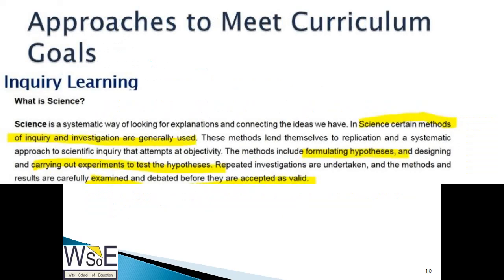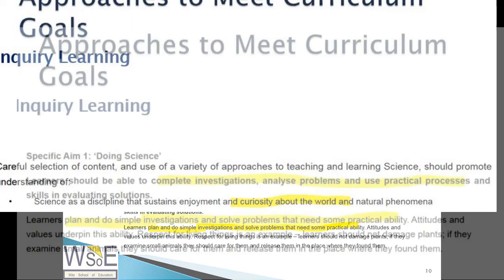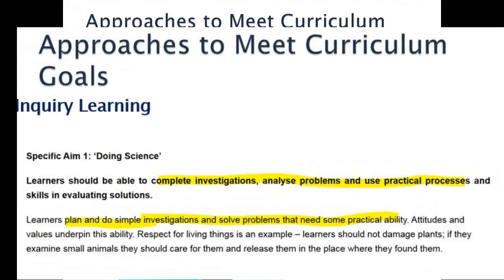Is there a place in the curriculum? Well, it talks about science having certain methods of investigation that are used, carrying out experiments and testing hypotheses, and that through the selection of content, students can learn about the curiosity of the natural world. Then, of course, there's specific aim 1, the doing science, where they have to complete investigations, plan simple investigations, solve problems, and so on.